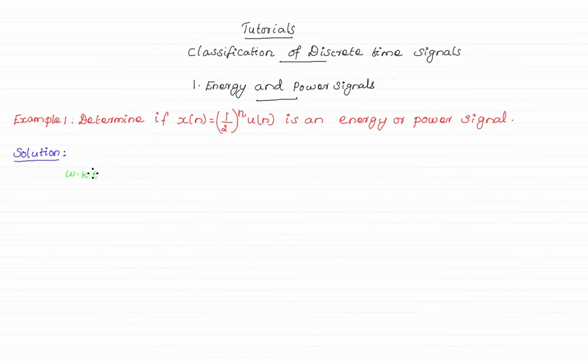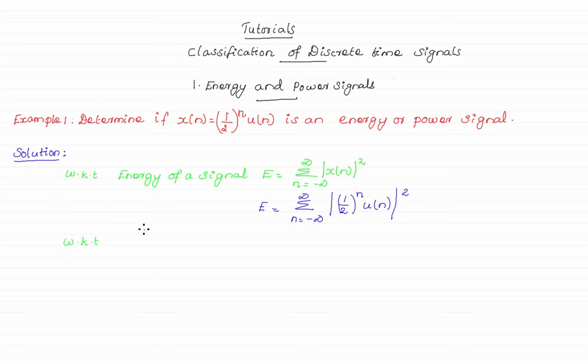We know that the energy of the signal x of n is given by E is equal to summation n is equal to minus infinity to infinity modulus of x of n the whole square. In this step, we are going to include the value of x of n. In the question, it is given as x of n is equal to (1/2) the whole power n into u of n.